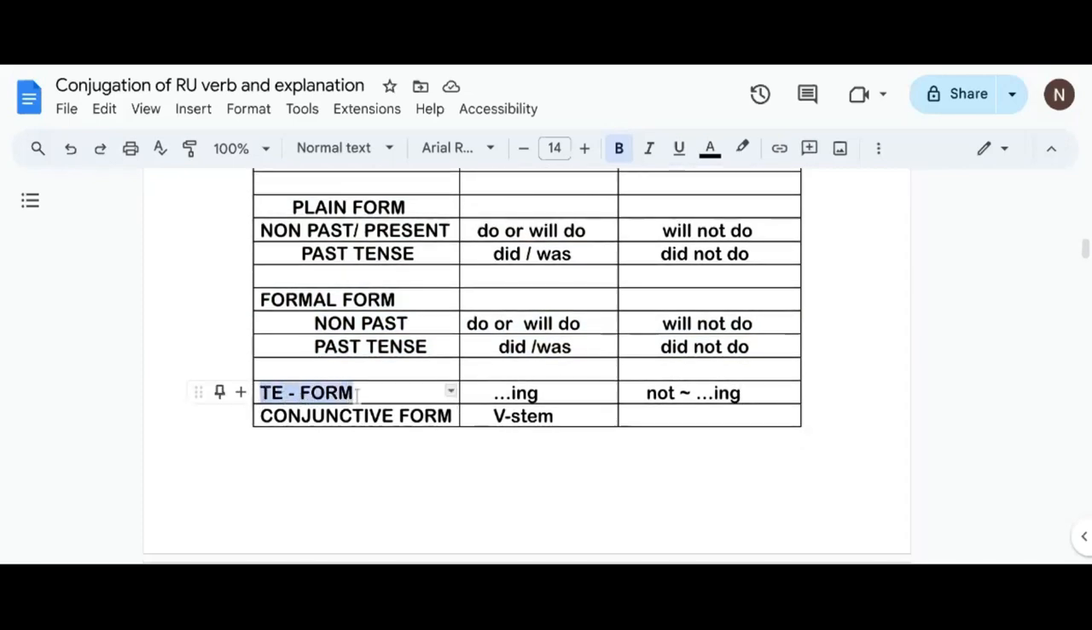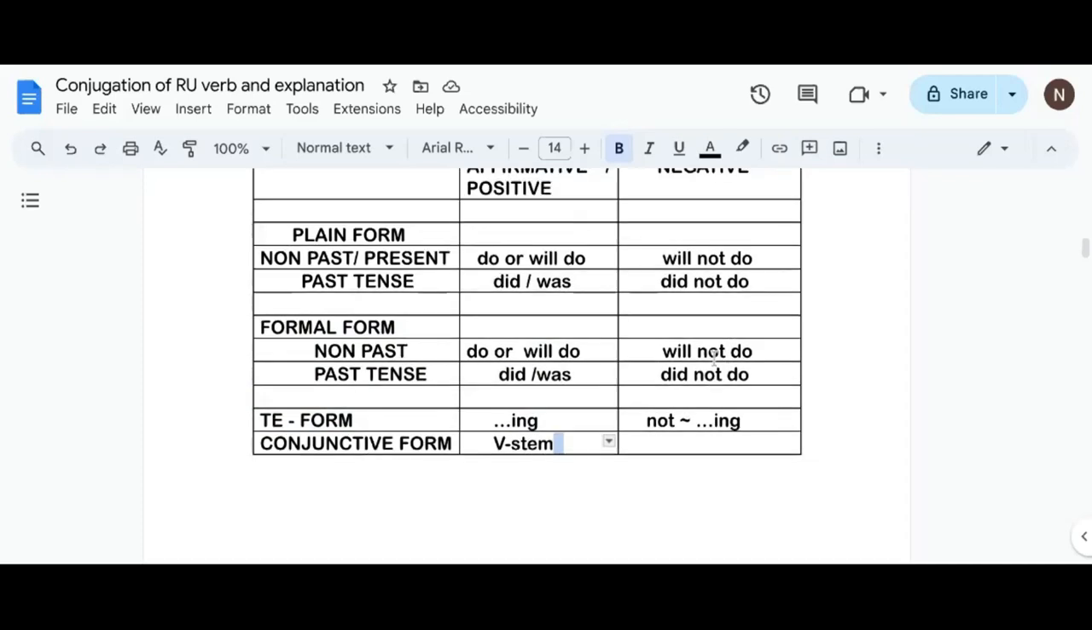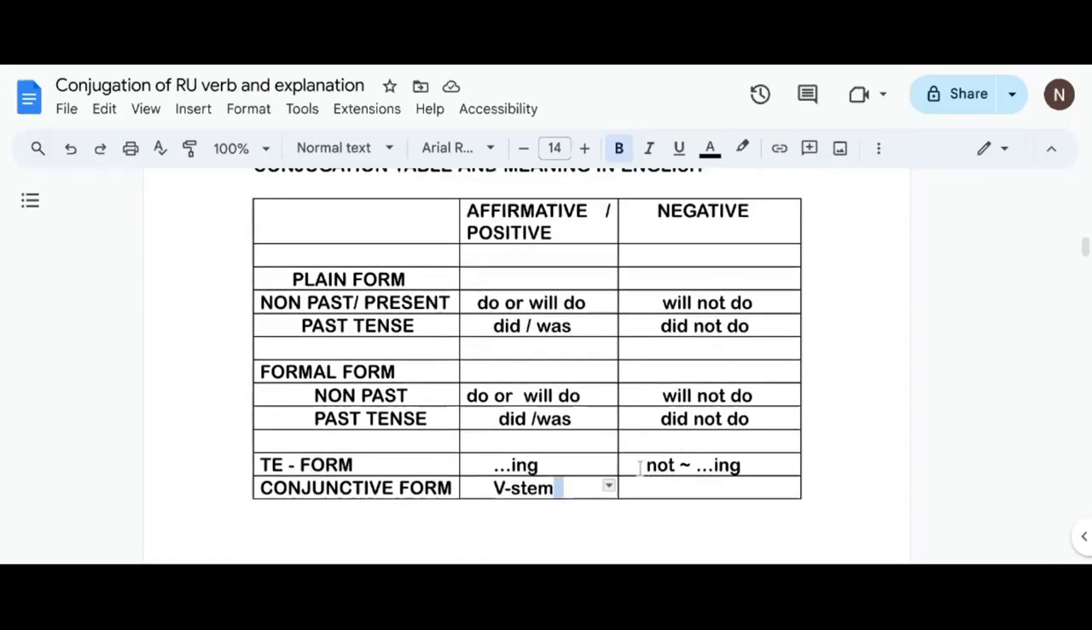And then we have the te form. The te form is translated as nani nani ing. For example, I am eating, the ing in English. I am dancing. I am singing. Okay, this is your te form. And then in your negative also, there is the not nani nani ing. I am not singing. I am not dancing. I am not drinking.